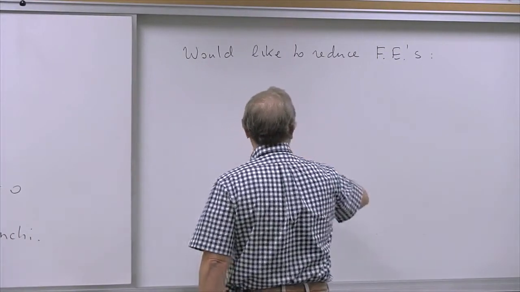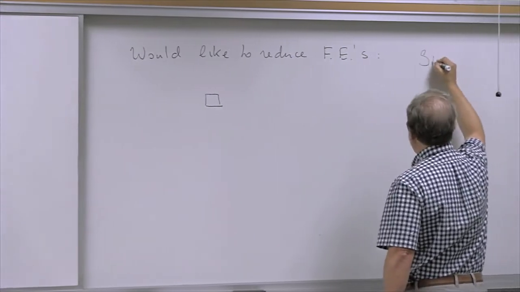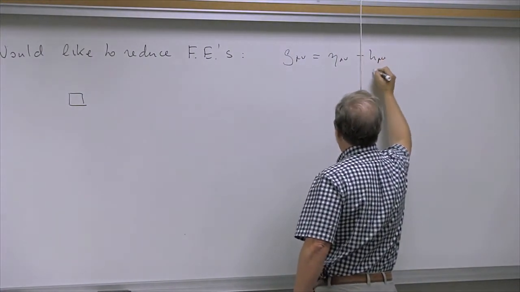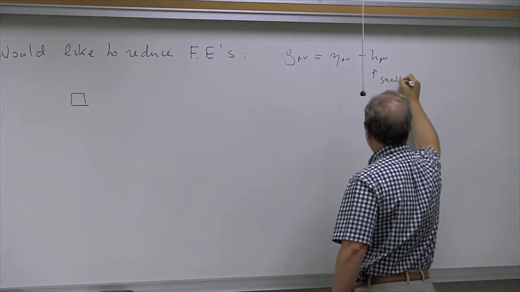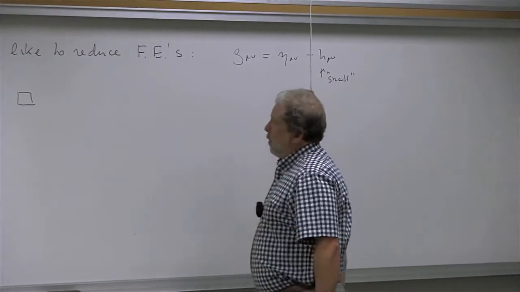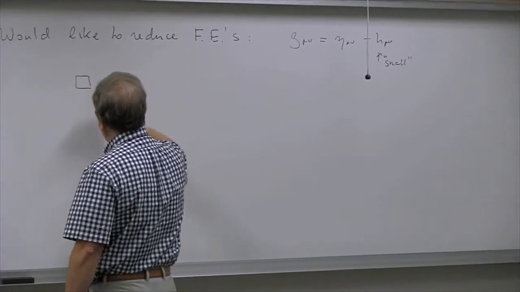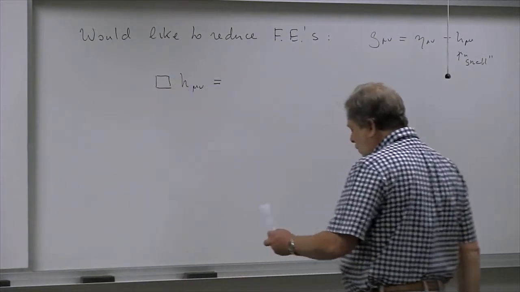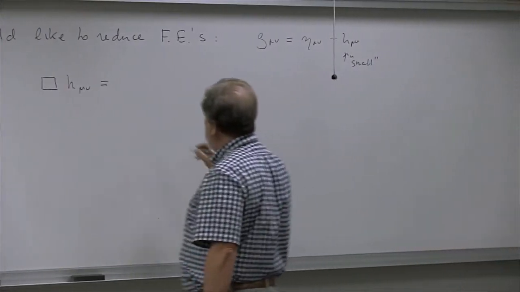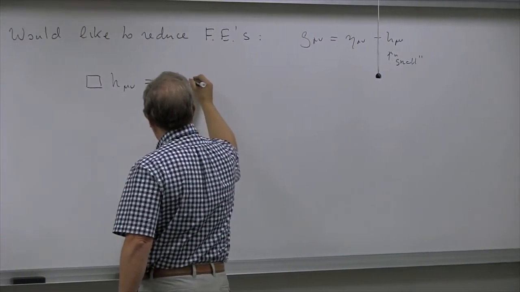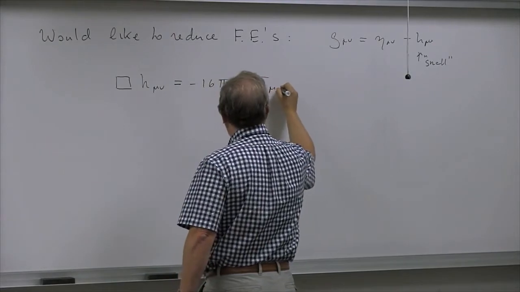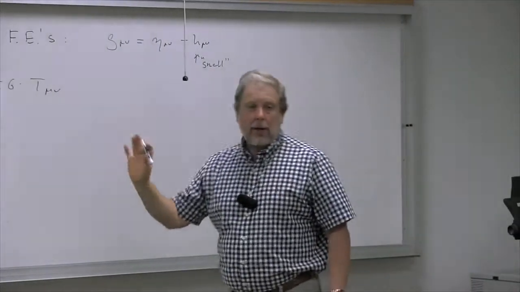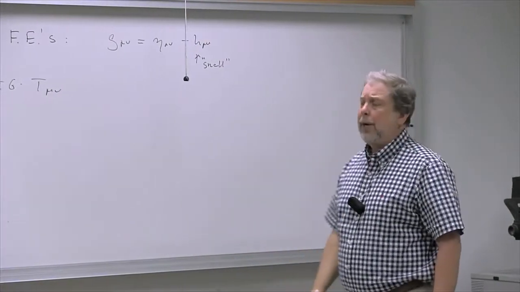That is, you would like to write the metric as g mu nu equals eta mu nu plus h mu nu, where this is small in some sense, right? You would like to reduce the field equations to something like box h mu nu equals minus 16 pi G times T mu nu. Right? You would like to force it into this form, and of course none of that looks like that yet, right?